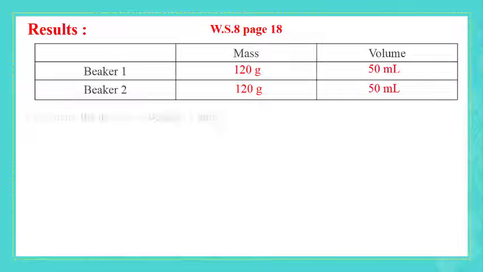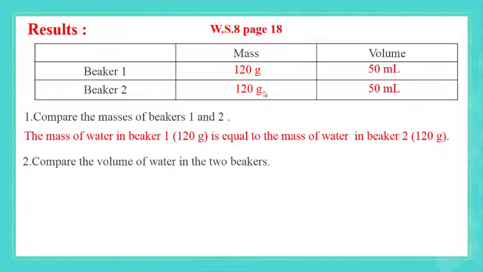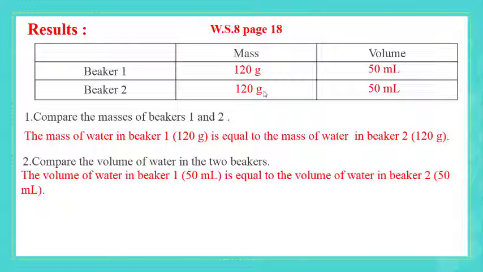Question number 1. Compare the masses of beaker 1 and 2. The mass of beaker 1 is 120 gram. The mass of beaker 2 is 120 gram. So, what is the answer? The mass of water in beaker 1, 120 gram, is equal to the mass of water in beaker 2, 120 gram. Question 2. Compare the volume of water in the two beakers. The volume of water in beaker 1, 50 milliliter, is equal to the volume of water in beaker 2, 50 milliliter. As you see in the table, 50 milliliter, 50 milliliter.